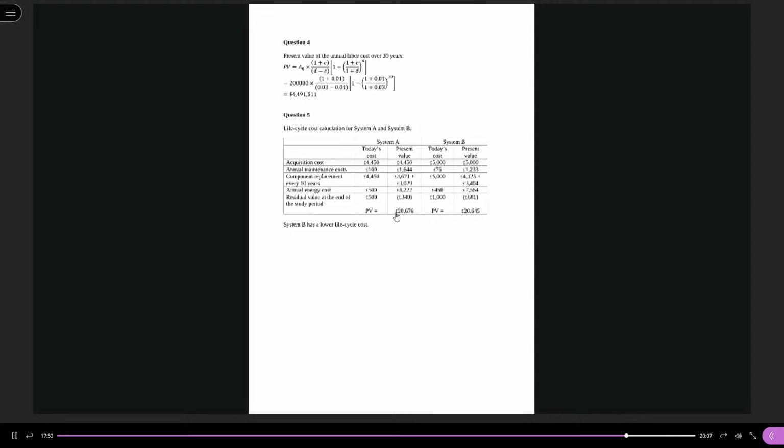After calculating all the present values, we add up these costs. And remember, the residue values are negative. So we add them up, and we find that System B is a little bit cheaper compared to System A.